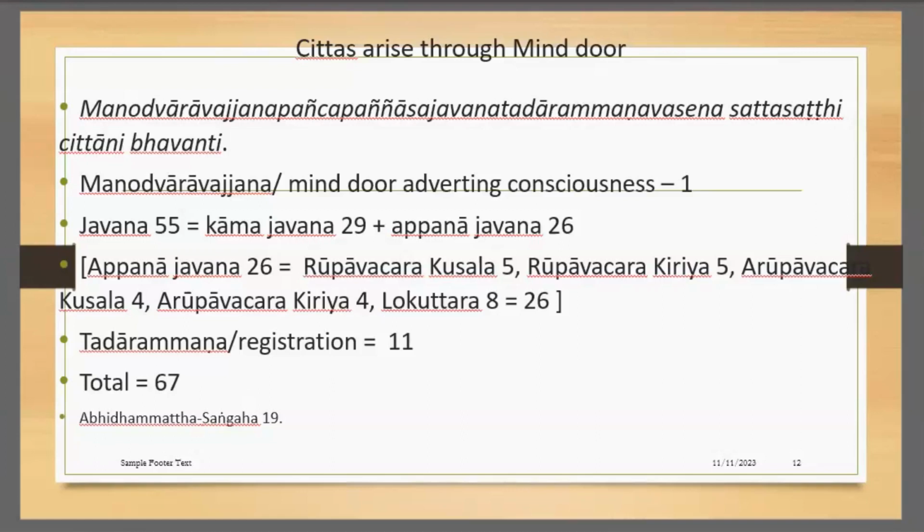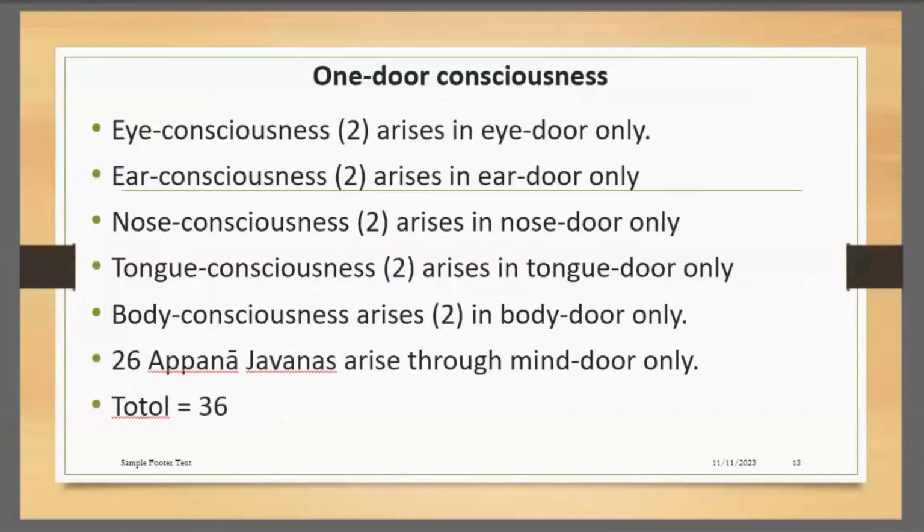1 door, 2 door, 3 door, 1 door, 5 door, and 6 doors. 1 door consciousness is not so difficult. Eye consciousness arises only through eye door. 2 ear consciousness arises only through ear door. 2 nose consciousness arise only through nose door. 2 tongue consciousness arise only through tongue door. 2 body consciousness arise only through body door.